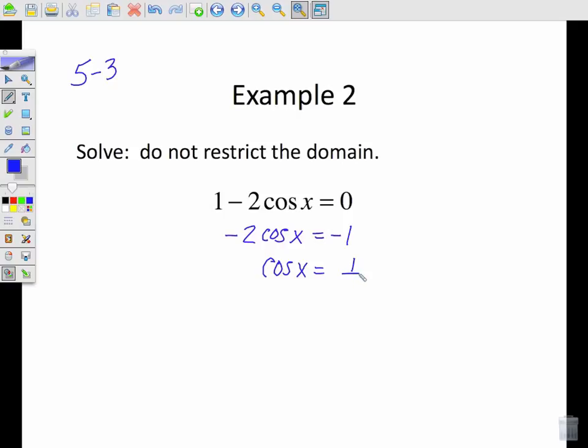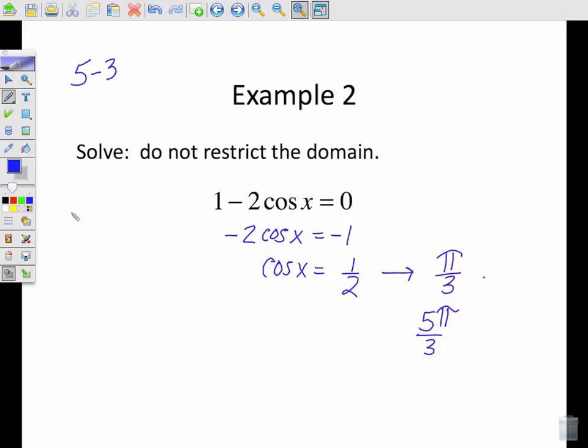Get 1/2. When does cosine equal 1/2? That occurs in quadrant 1, pi over 3. And if it occurs in quadrant 1, because cosine is positive, it also would occur in quadrant 4 with the same type of reference angle. So that would also be at 5/3 pi.